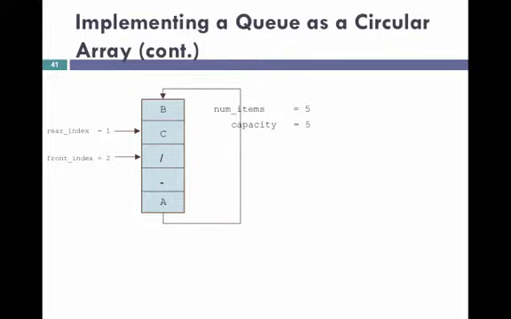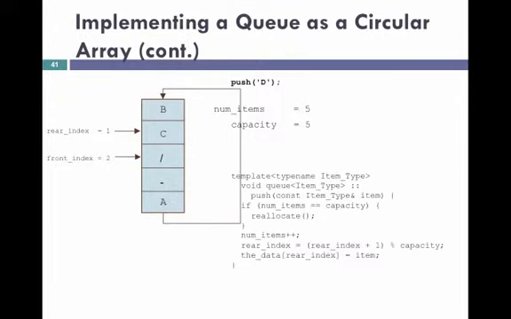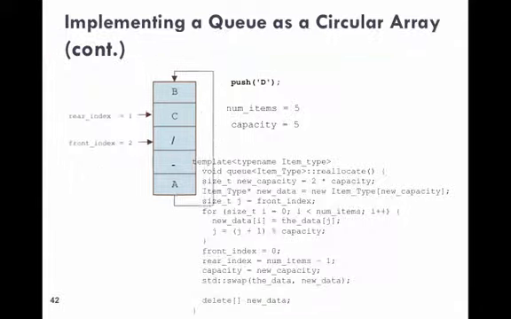Now if our queue is full, in this case we have a capacity 5, what happens if we go to push D? In this case we'd check to see we are at capacity, so we call reallocate. What does a reallocate operation do?